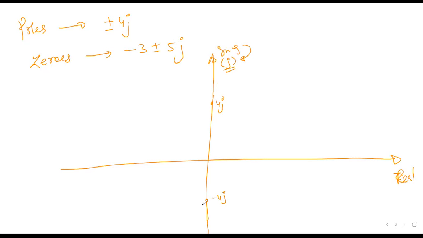And -3 ±5j means this is your -3, and this point is your 5j, and this is -5j. So the poles locations are at ±4j, meaning here. Zeros locations are at -3 and ±5j. So what is this location? This location is this, right? So we will make a circle here, and we will make a circle here.